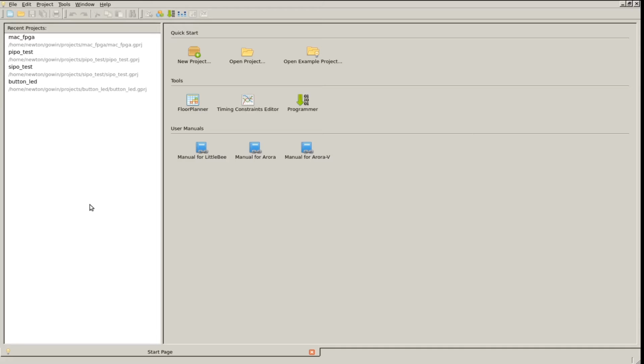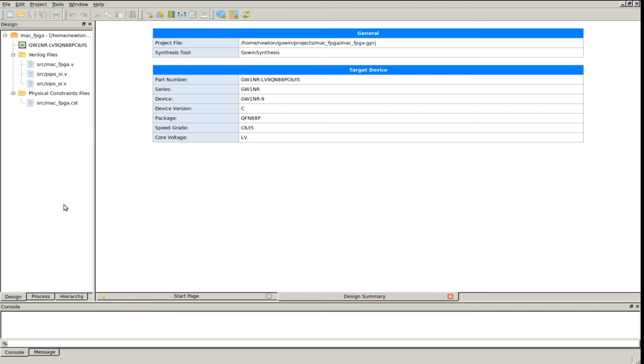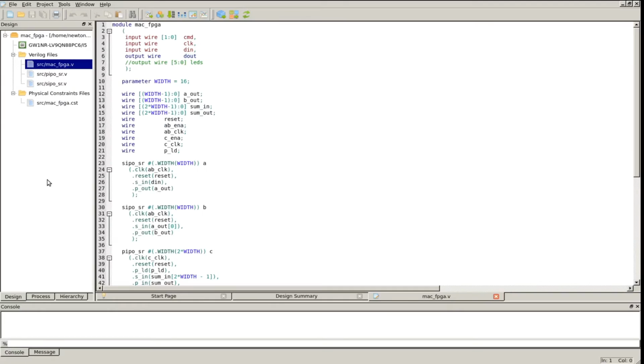Here's the Gowin IDE that we saw in my last video. So let's open Project Mac FPGA, the one we're using. And we see that the project has 3 Verilog files and 1 constraints file. The constraints file determines the FPGA pins that the project will use. The top level module is Mac FPGA.